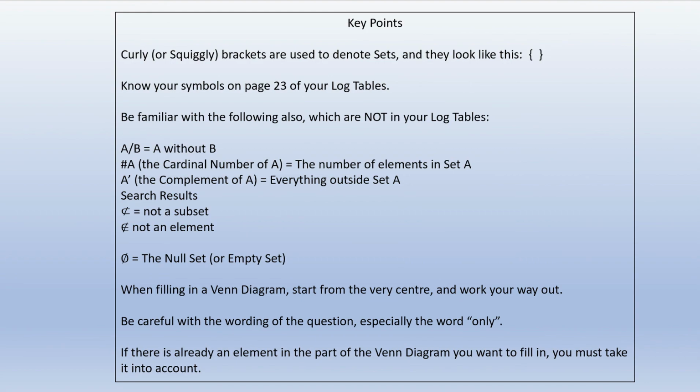And your key points are as follows. Your curly or squiggly brackets can be used to denote sets, and they look like that. They do take a bit of practice to draw, so I would advise you to practice them before you go into the exam. Know your symbols on page 23 of your log tables, but do be familiar with these ones also because they are not in your log tables.